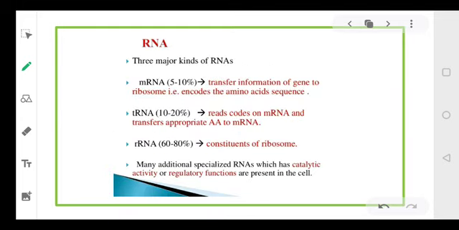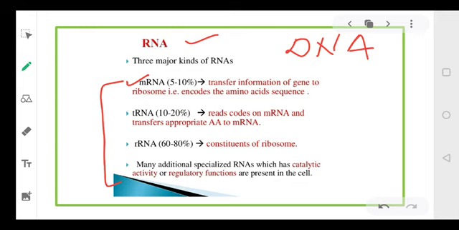Now we have three kinds of RNA that are produced from the DNA. One is mRNA. mRNA means the messenger RNA. It transfers the information from gene to ribosome. Second is tRNA, that is called transfer RNA. It reads the mRNA, and whatever information the mRNA requires, tRNA will bring the amino acids. Then is rRNA, that is ribosomal RNA. It is a constituent of ribosomes. It helps in making the ribosomes.